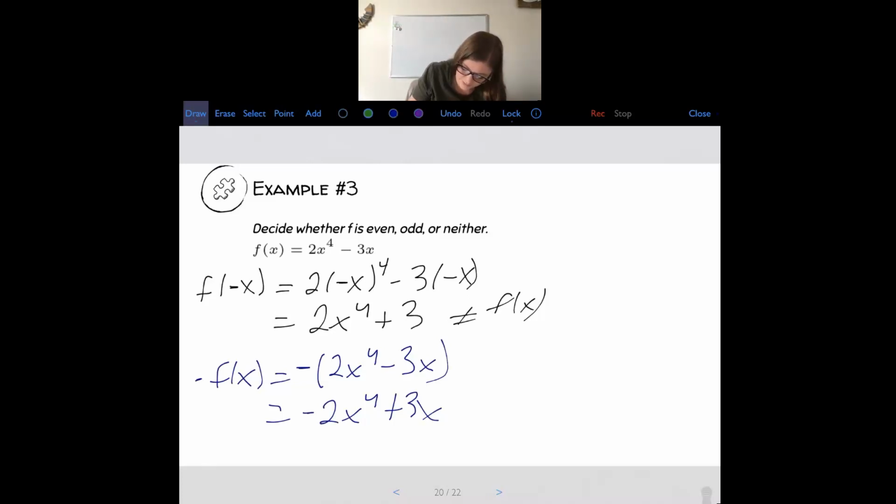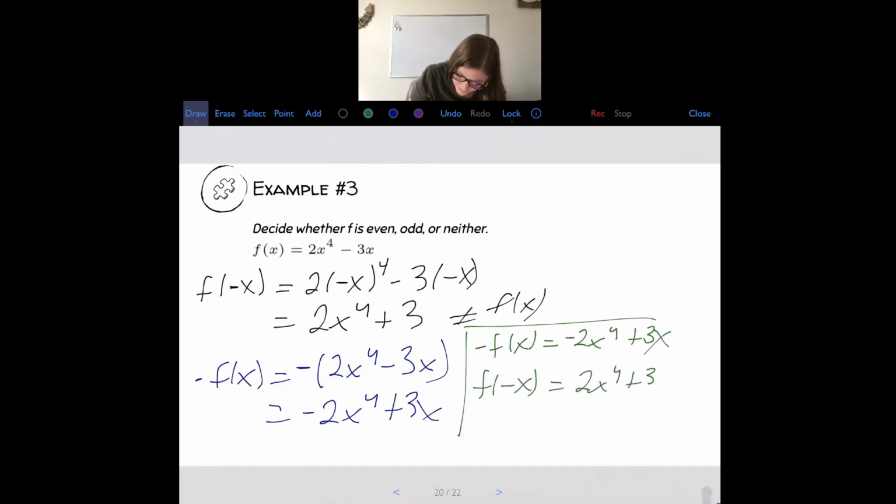So let me draw it over here. Negative f of x is equal to negative 2x to the 4th plus 3x. f of negative x is 2x to the 4th plus 3x. Oops, that should have been an x there. Okay. And these are not the same, so this one is neither. It's not even and it's not odd, it's neither.